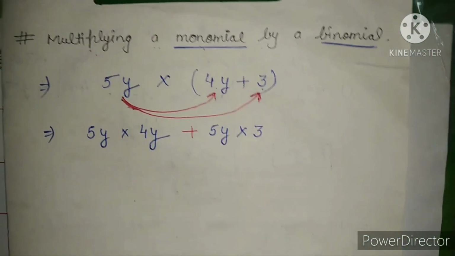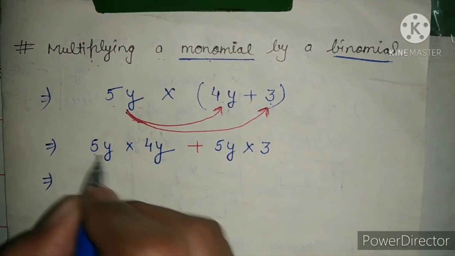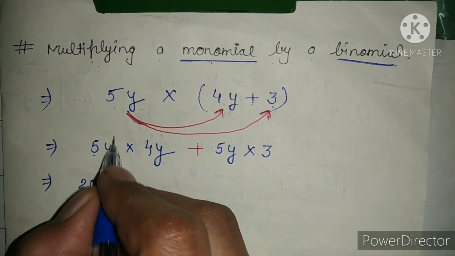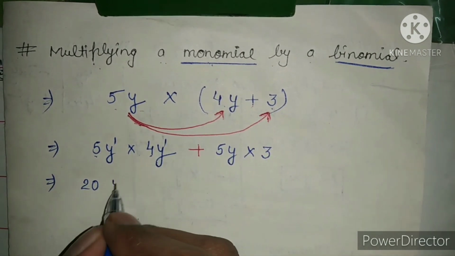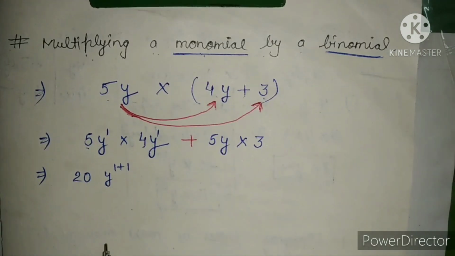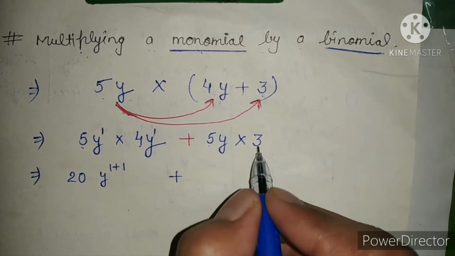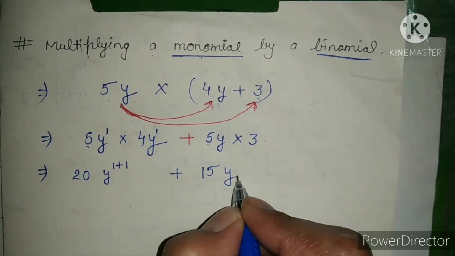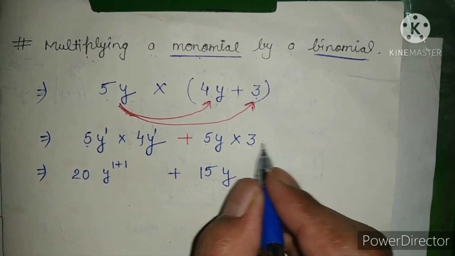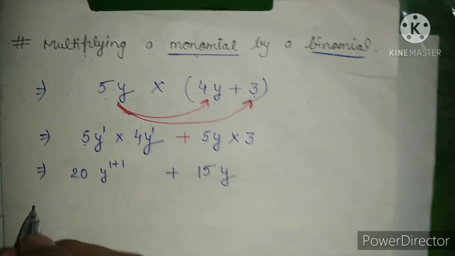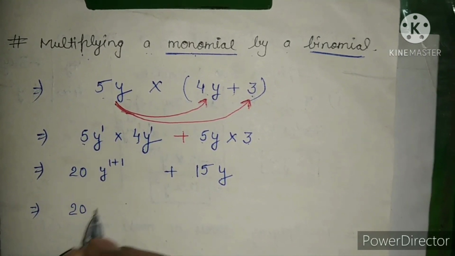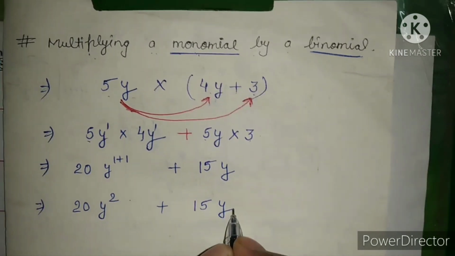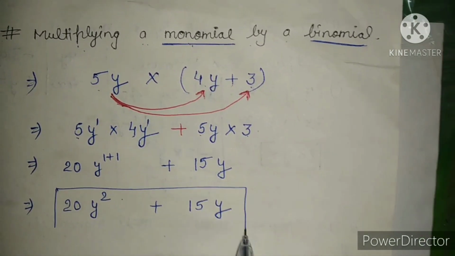Here as you can see, we have 5 and 4. So 5 4s are 20, and here y is to power 1, y is to power 1. So y is to power 1 plus 1, plus 5 3s are 15, and y into 1 is y, because here we don't have any variable, so y will come as it is. Here 20y to the power 2 plus 15y. This is our answer.